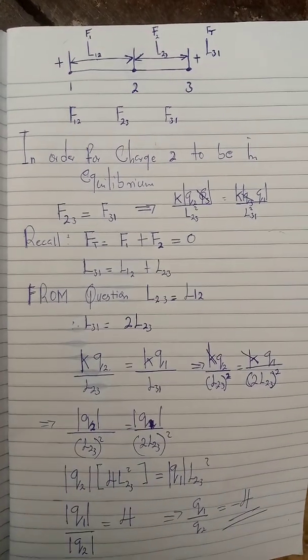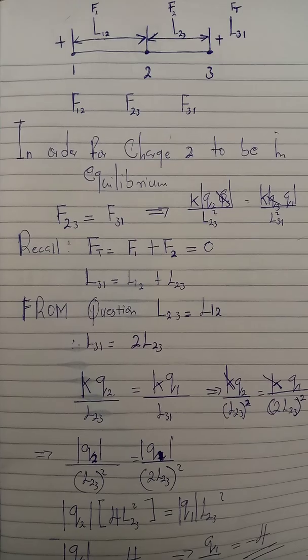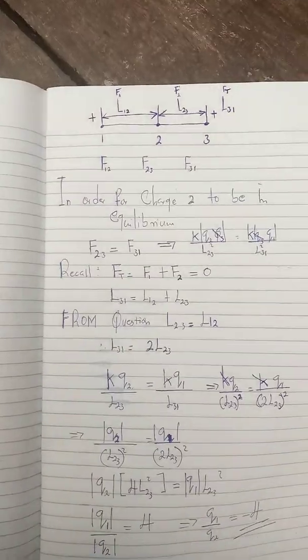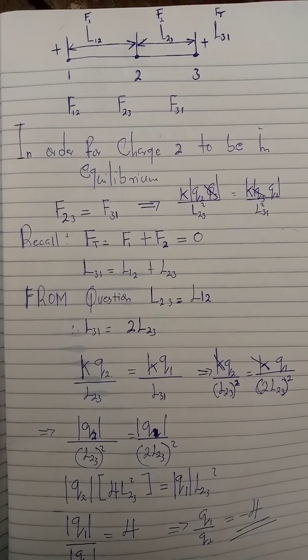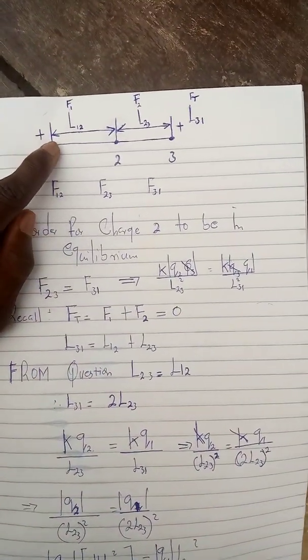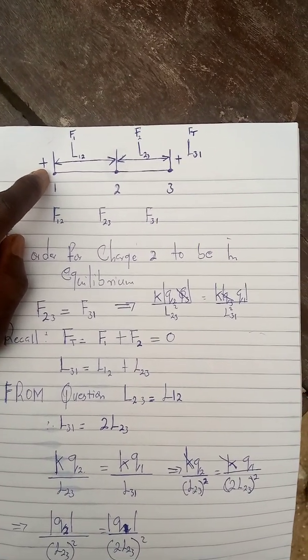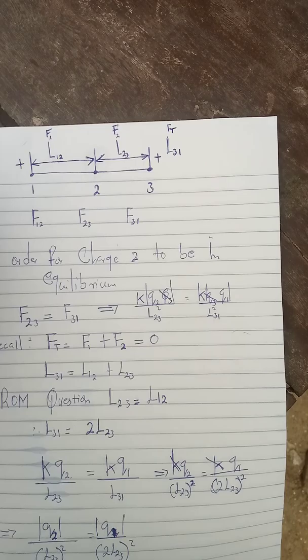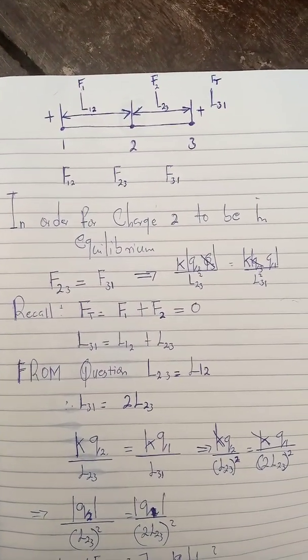We're given a diagram of three charges. As you can see, we're given a diagram of three different charges, and if you look at this, we have this direction pointing towards the left-hand side, and we have this other direction pointing to the other side of it.